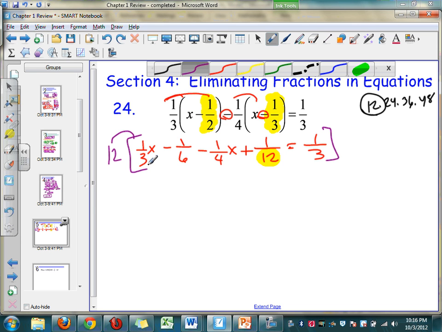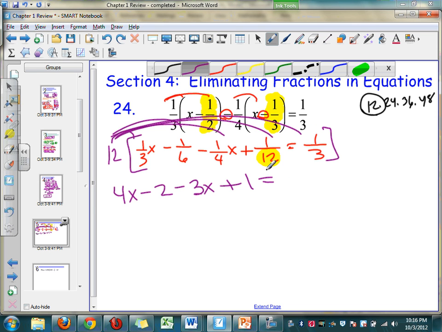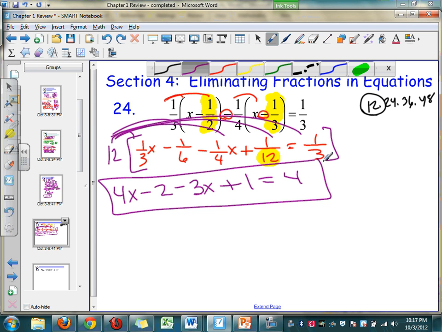So 12 divided by 3 gives you a 4x. 12 divided by 6 gives you a 2. 12 divided by 4 gives you a 3, and bring down the x. 12 divided by 12 gives me a 1, and bring down the 1. 12 divided by 3 is equal to 4. This is all you have to do to eliminate the fractions. You're going to have several of those on the quiz also.